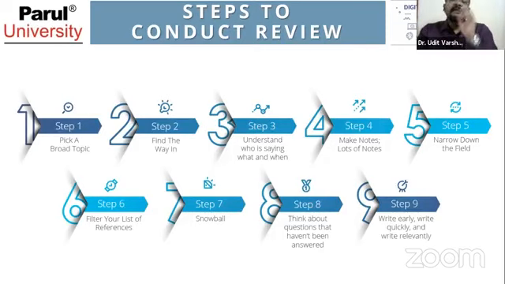Right. So step one is you have to pick a broad topic. You will be reviewing the literature on a particular topic. Knowing what your topic is beforehand means you can narrow down your search, right? At this stage, your topic is very broad. In the beginning, I agree, it is very broad, okay? You won't be able to know the specifics until you do the review itself, right?